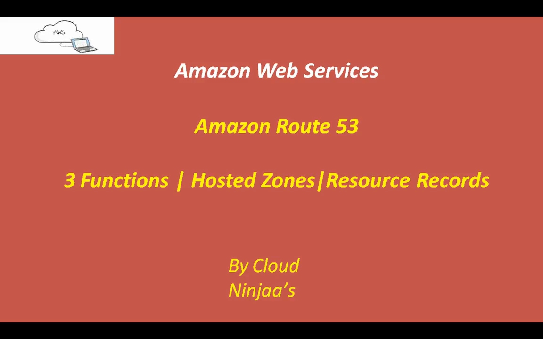So in this video we'll study basically the three primary functions of Amazon Route 53. What are the different zones like hosted zones or resource record sets. So all these three things we'll be studying in detail, and also we'll study about alias records. So let's see what are these three functions and how we can get benefit out of this by using these services within the AWS cloud.